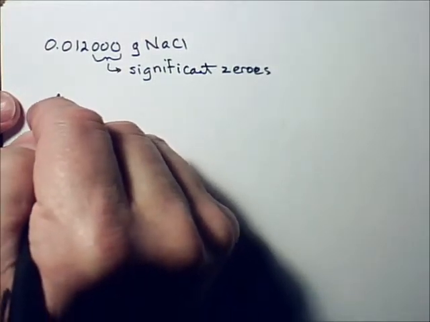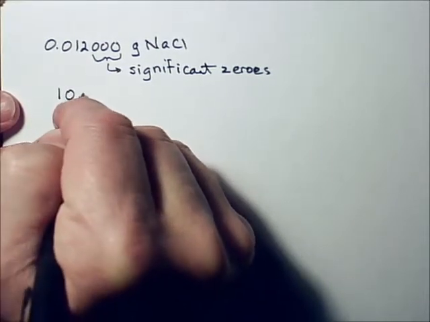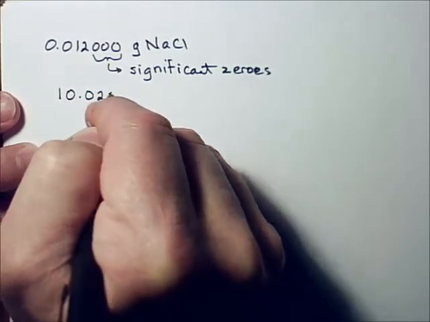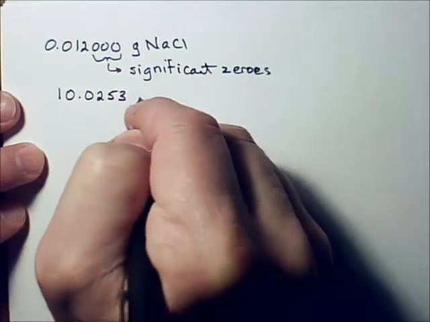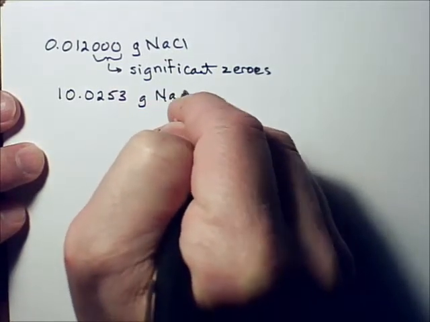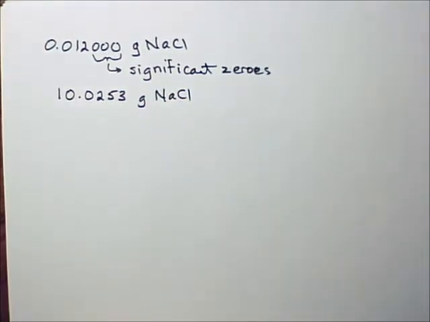All right, let's do this. How many significant digits in this number? 6. All of them are significant. These zeros are between 2 significant digits, so they're significant. Got that?